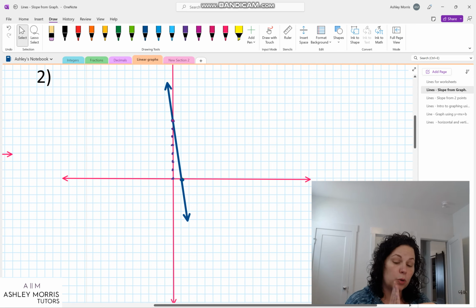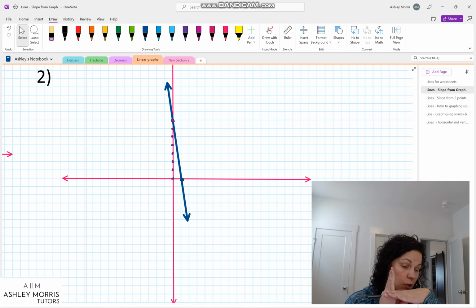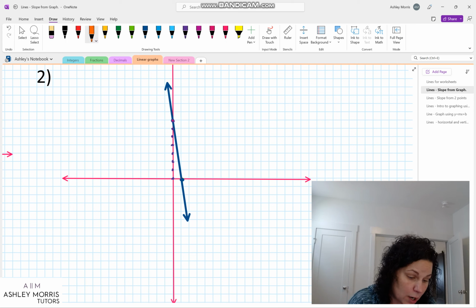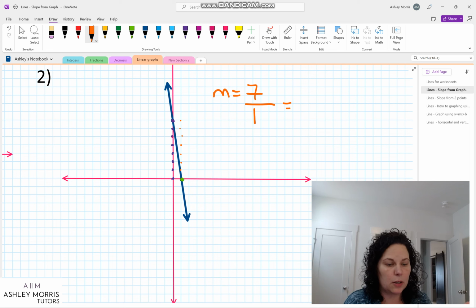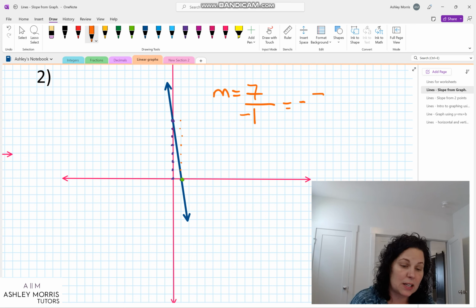With this one, you can do either starting point. Again, just look for where the grid line crosses. Makes a nice little cross. And then we're going to count up first. 1, 2, 3, 4, 5, 6, 7. And then we're going to go over to the left 1. So I know this is going to be a negative because it goes downhill, but also my 1 is a negative because it went left. So this is going to be negative 7.